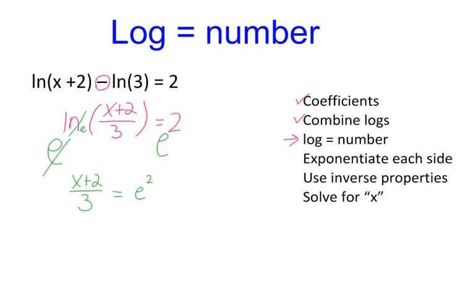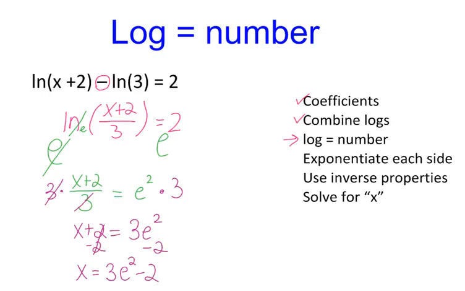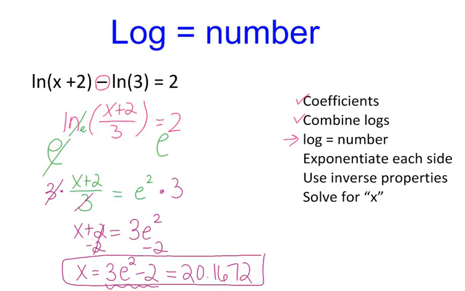Finish solving for x. Multiply 3 on both sides. So x plus 2 equals 3e squared. Subtract 2 from both sides. So we have x equals 3e squared minus 2. Again, I know this looks disgusting, but it is just a number. If you punch that into your calculator, you would end up with approximately 20.1672. So there's our solution.